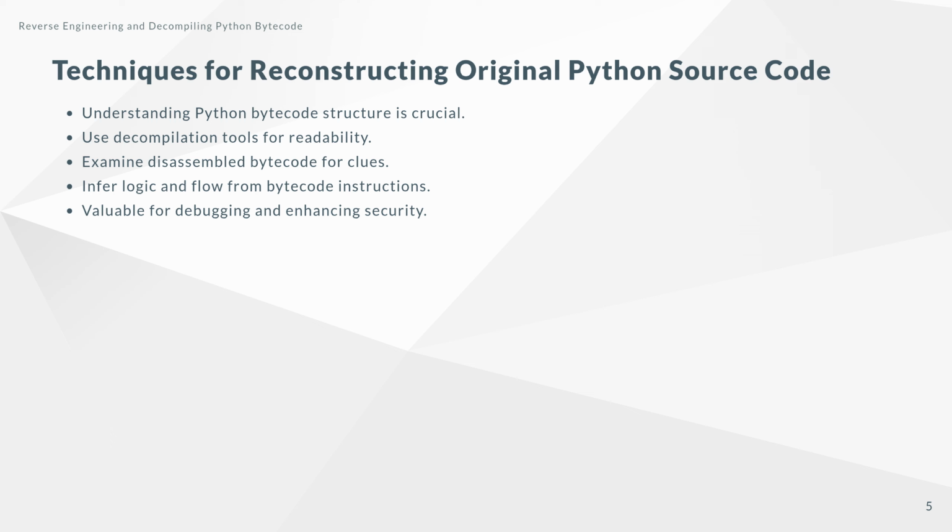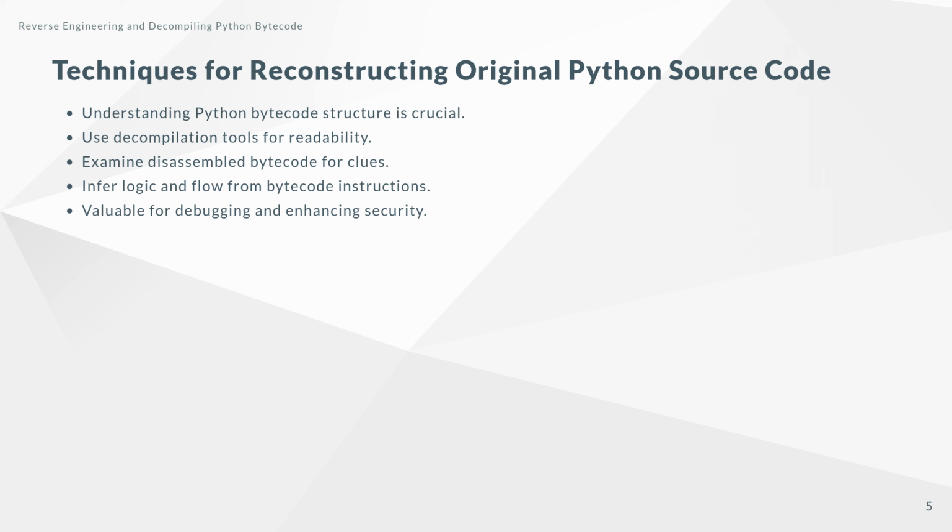Reconstructing the original Python source code from bytecode can be a challenging task, but there are effective techniques we can employ. First, understanding the structure of Python bytecode is crucial. This includes knowing how functions, classes, and variables are represented. Next, using decompilation tools like uncompyle6 can significantly simplify the process, as they attempt to reverse the bytecode back into a more readable format.